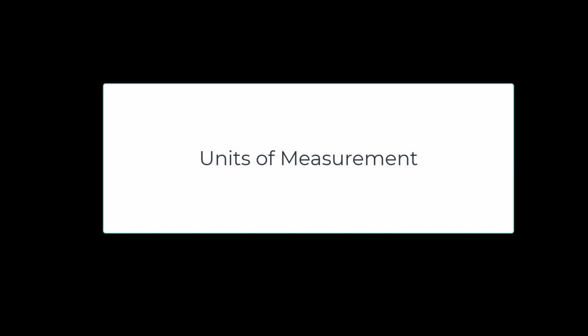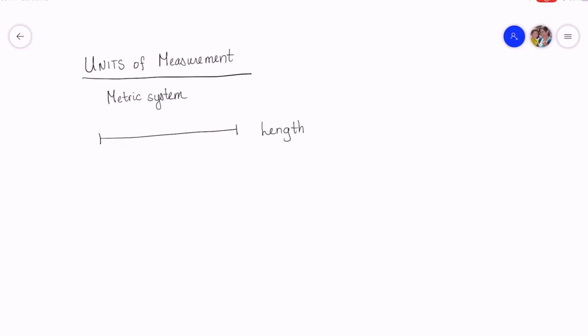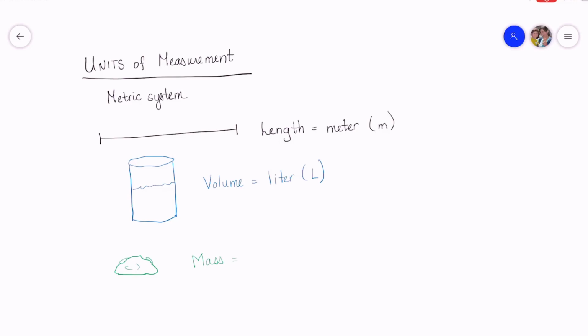So to get started, we're going to learn about some units of measurement that are commonly used in scientific studies. Science relies on the metric system as their standard for units of measurement. So if we want to measure the length of something, then we are going to measure in meters, which is denoted by a lowercase m. If you want to measure the volume of something, then we are going to measure in liters, which is denoted by an uppercase L. If we want to measure the mass of something or the weight of something, then we're going to use grams, which is denoted by a lowercase g.